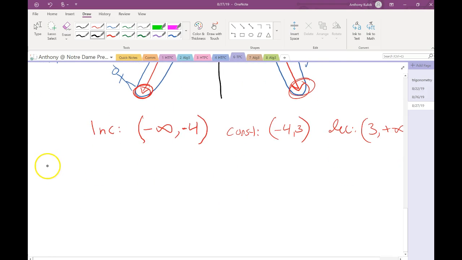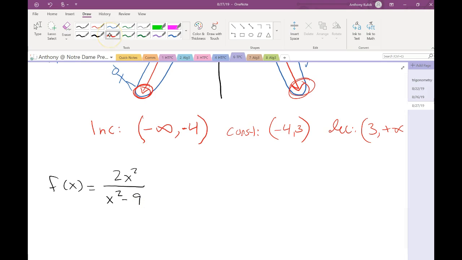Okay. What if I give you, instead of a graph, an equation? What would be the first thing you'd want to do here? Put it in your calculator and graph it, right? That's what I would do first, because if I have the picture, it's not too bad figuring out these intervals of increasing, decreasing, and constant.